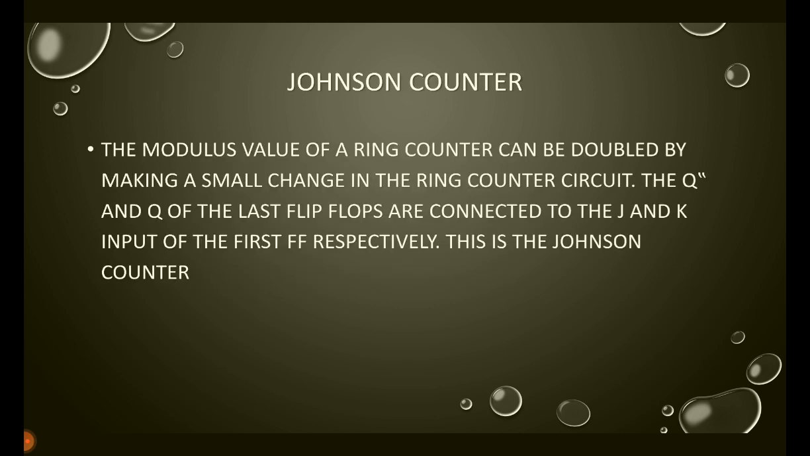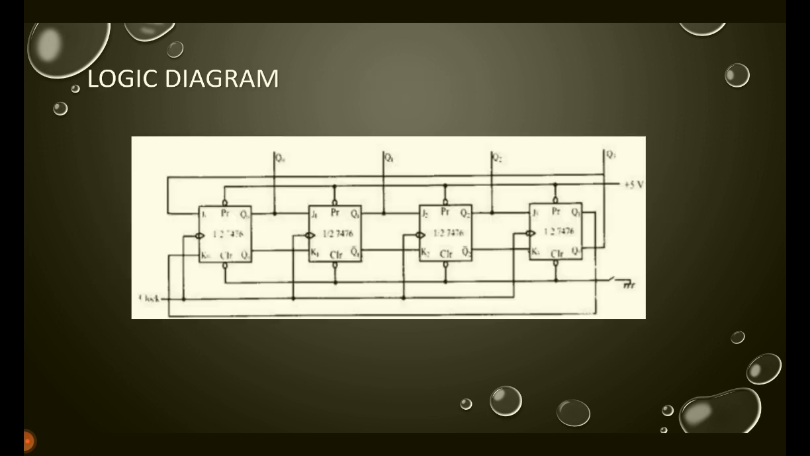Johnson counter. The modulus value of a ring counter can be doubled by making a small change in the ring counter circuit. The Q bar and the Q of the last flip-flop are connected to J and K inputs of the first flip-flop respectively. This is called Johnson counter. And this is the logical diagram for Johnson counter.